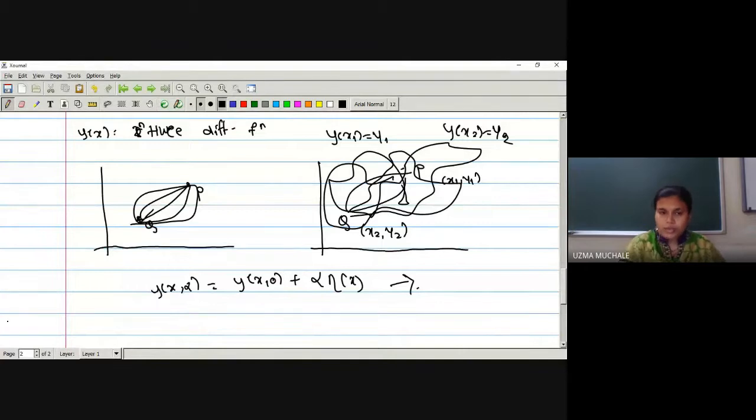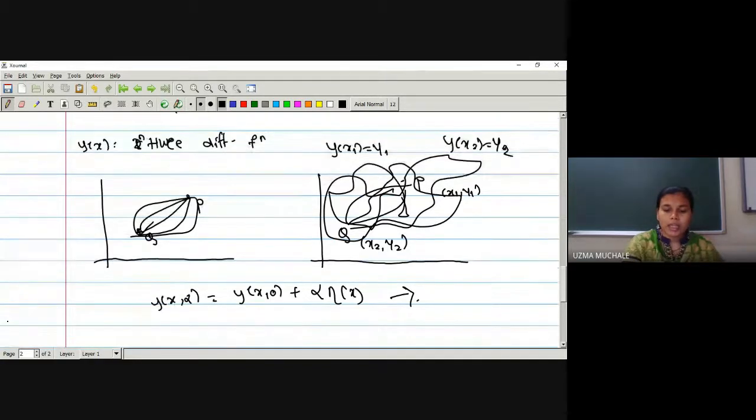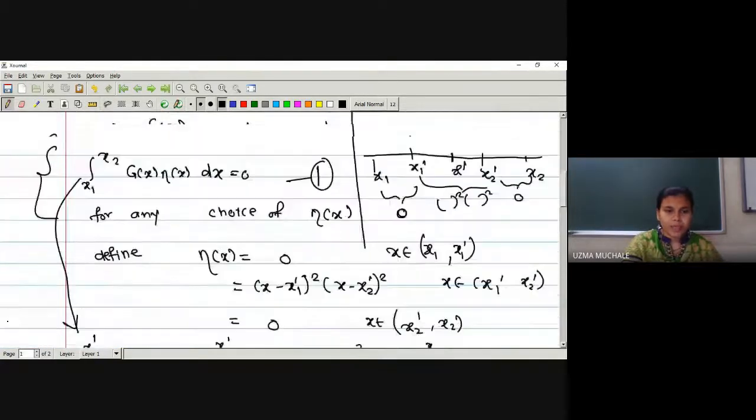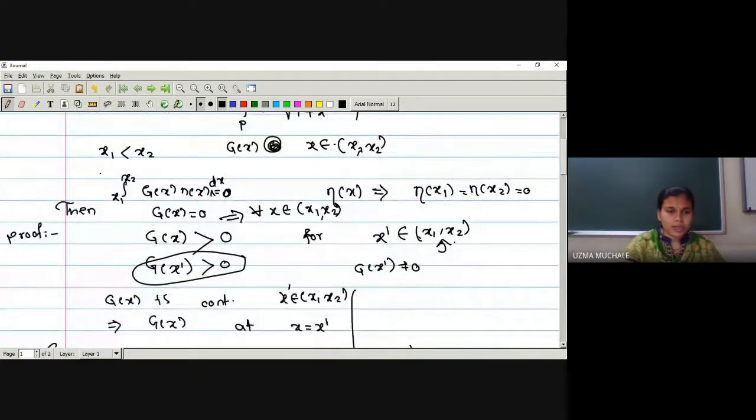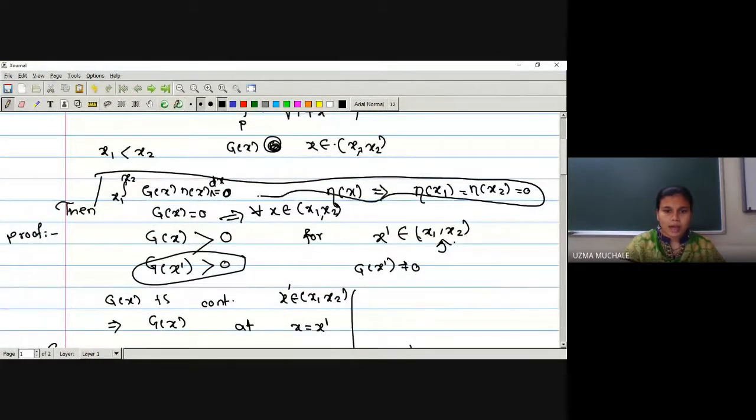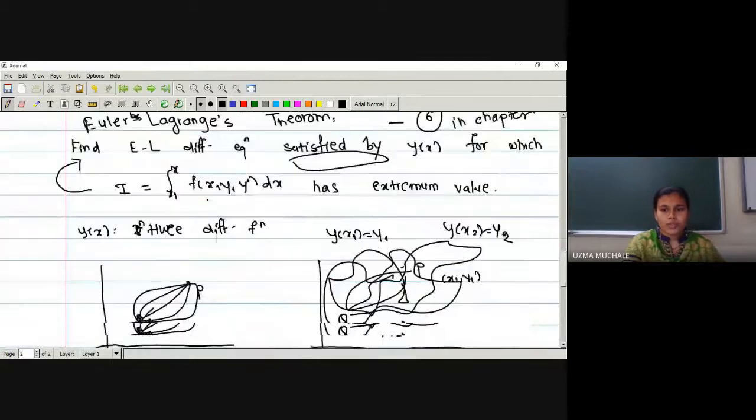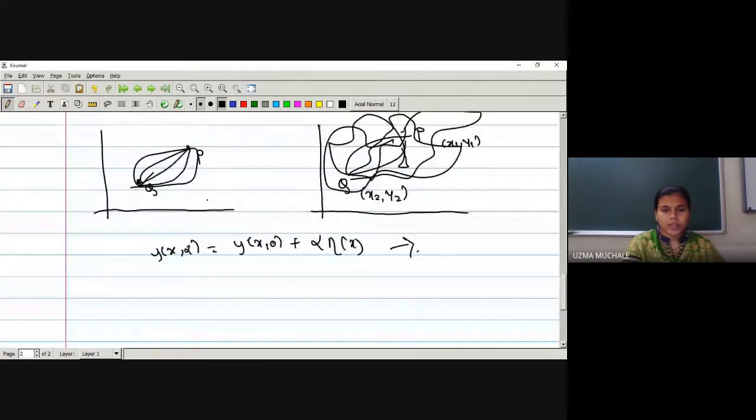When can we use a theorem or lemma? When the given conditions are true, then we can use the lemma, no? Okay, so we can use the lemma if these are true. The conditions are fulfilled in our Euler-Lagrange theorem, so we can use this condition, g of x equal to 0. So for that we are going to construct a function in such a way that we can use the basic lemma of calculus of variation.